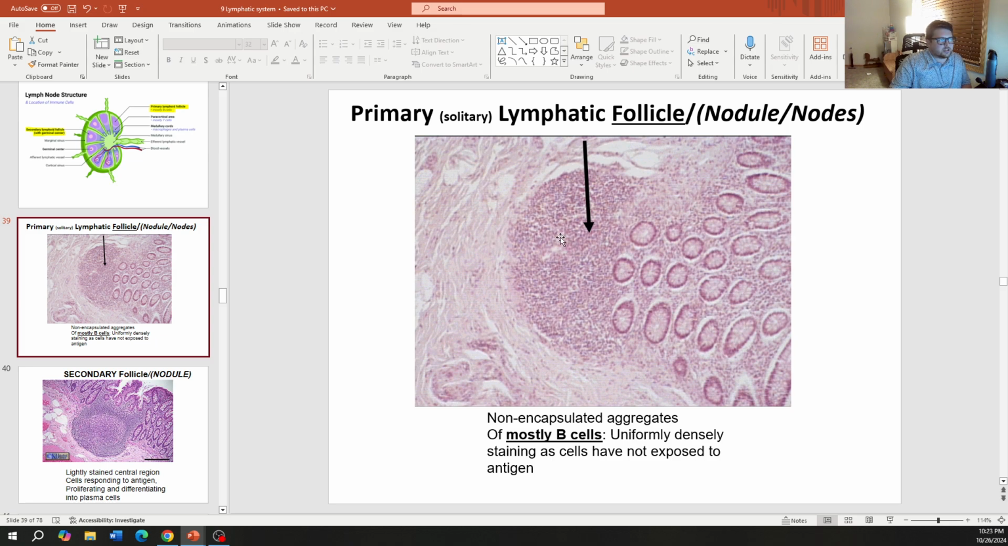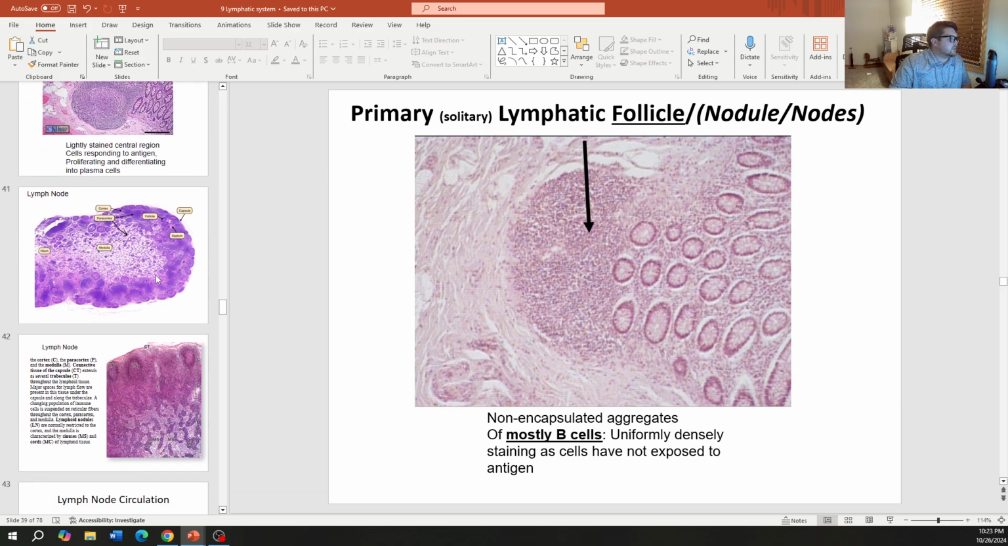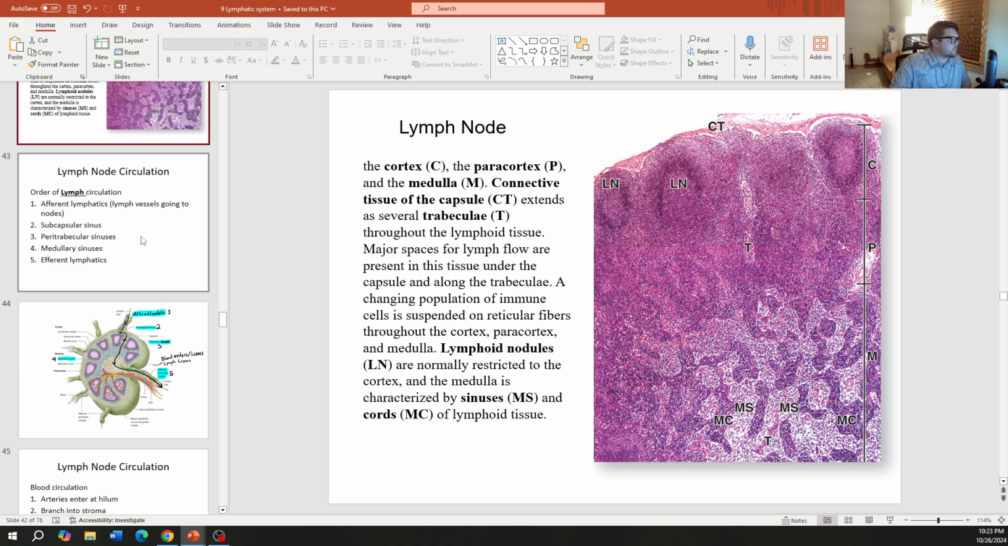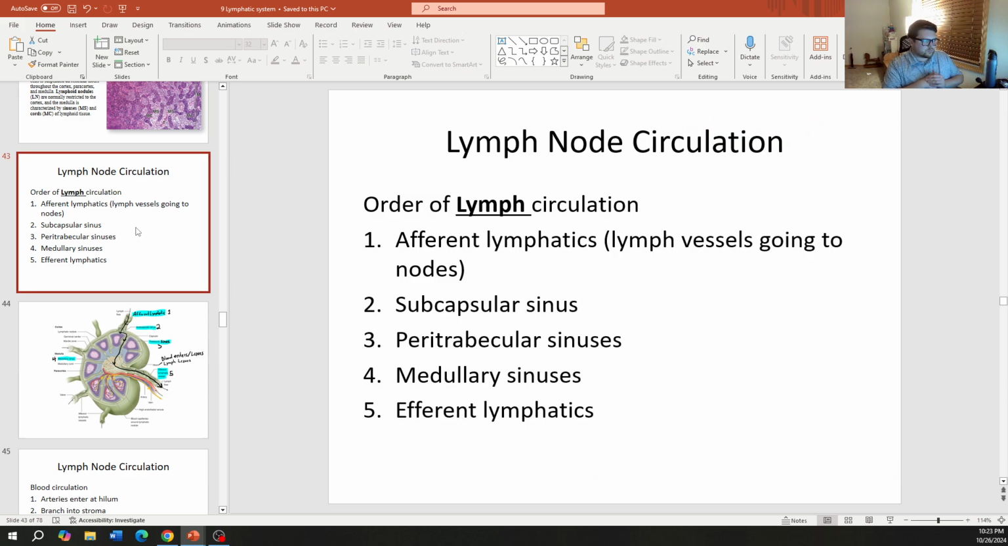Okay, what are these structures in here? The whole structure is a lymphatic follicle or a lymphatic nodule, a primary lymphatic nodule, pardon. And then what's it made up of? It's made up of a bunch of B cells. Here's another picture. We have cortex, we have paracortex, and then we have medulla with some of the other portions in there. Okay, so that's kind of the makeup of the lymph nodes.